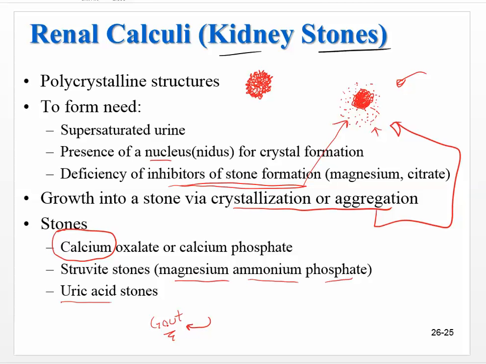Okay, so gout is like kidney stones in your toe, usually, where the temperature is a little lower and blood isn't moving as fast. That can cause a gout. Well, the same thing can happen in the kidney. This uric acid from urea can build up and cause stones to form.